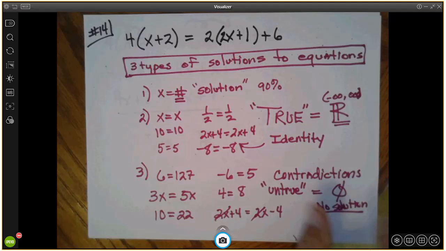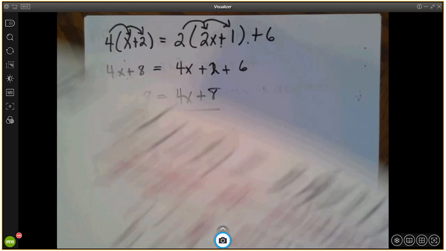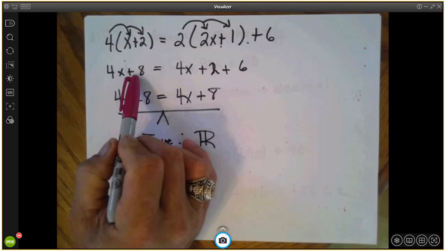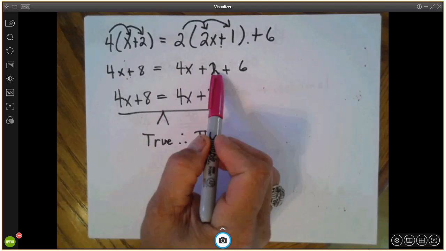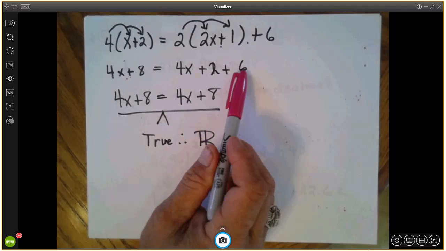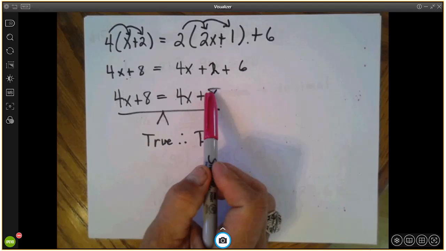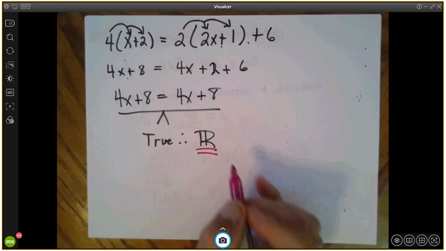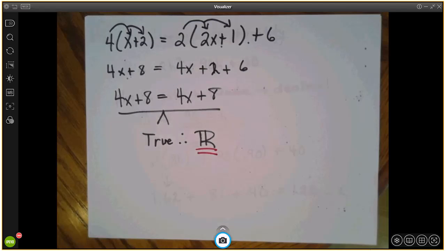Well, the first thing we got to do is bust up the cement blocks. Again, if you don't know what I'm talking about, you haven't watched my videos. Bust up the cement block using the distributive law. And that's going to be 4x plus 8 is equal to 4x plus 2 plus 6. And then 6 plus 2 is 8. We have a true statement, so the answer is all real numbers. And you can write it out, all real numbers, or you can put negative infinity to positive infinity.